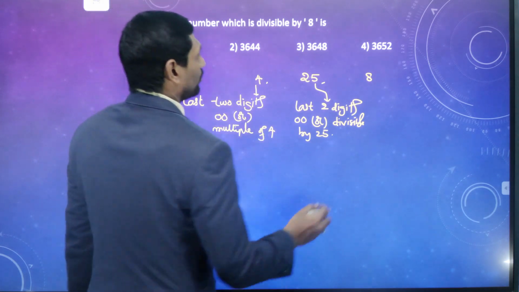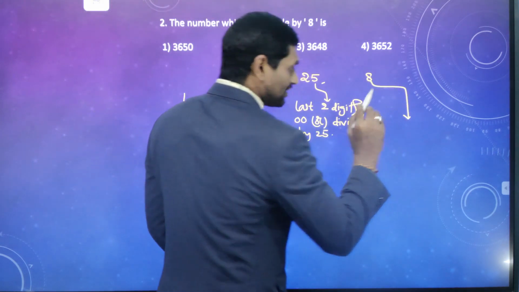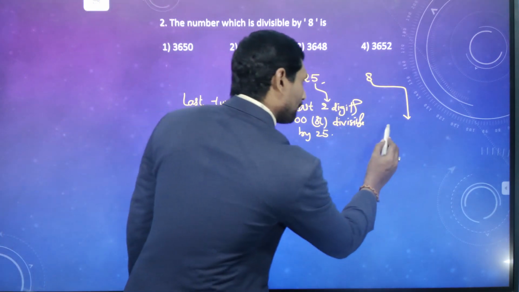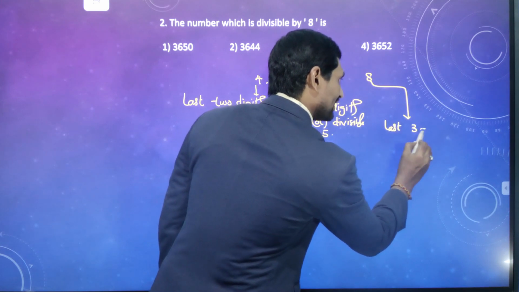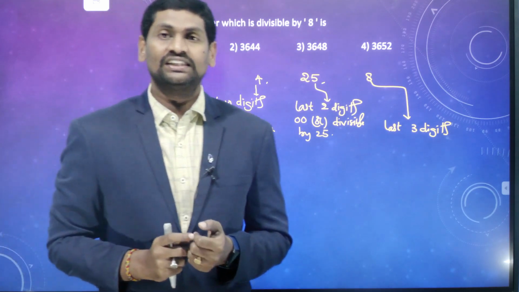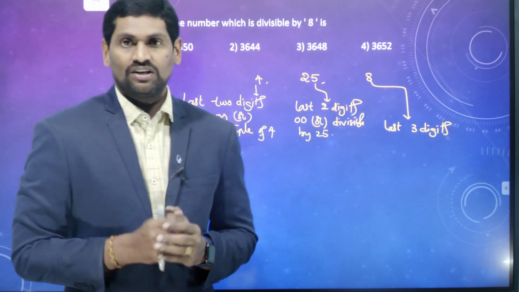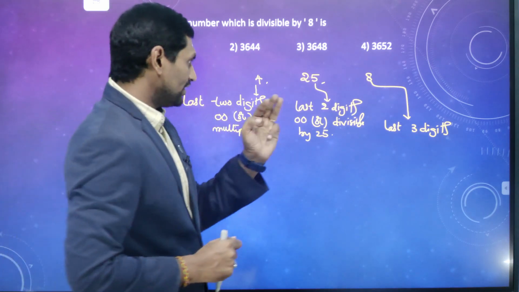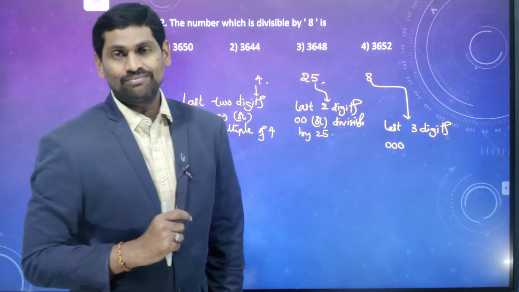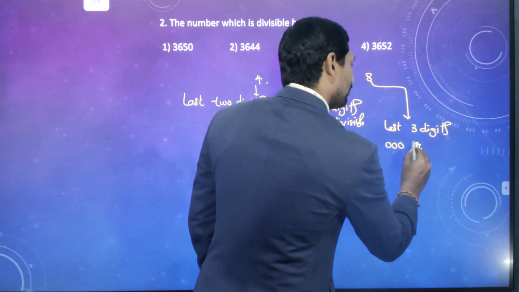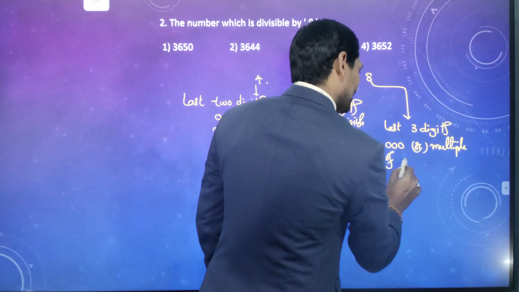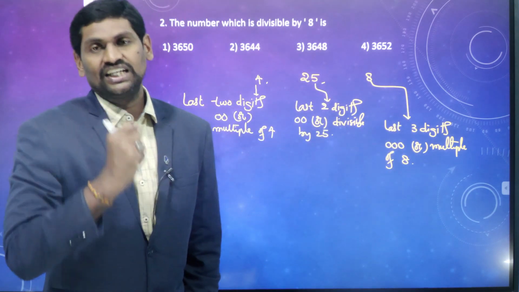And what about the divisibility rule for 8? The divisibility rule for 8 is nothing but the last 3 digits of a number. How many? Last 3 digits. Last 3 digits means ones place digit, tens place digit and hundreds place digit. Ones, tens, hundreds. So these 3 digits of a number are either all zeros or a multiple of 8. Then the entire number is exactly divisible by 8.